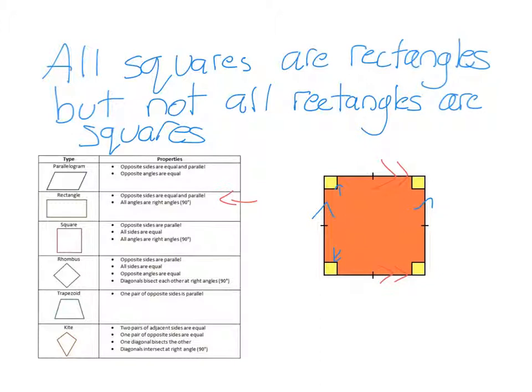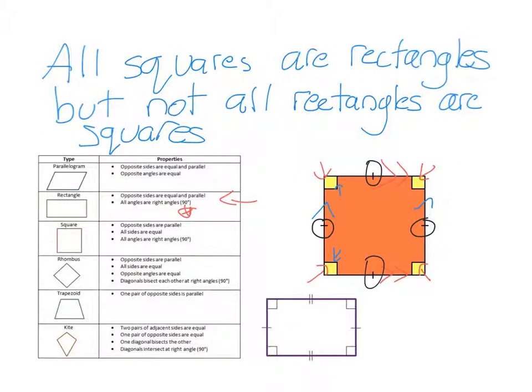It says opposite sides are equal. Well, that's definitely true. This side here and this side here are equal. Opposite sides are equal. This side here and this side here are also equal to each other. So opposite sides are equal. And we can see clearly that there are 4 right angles. All angles are equal. Okay? This square satisfies this definition. Everything that's true about rectangles is also true about squares, right? But not all rectangles are squares.